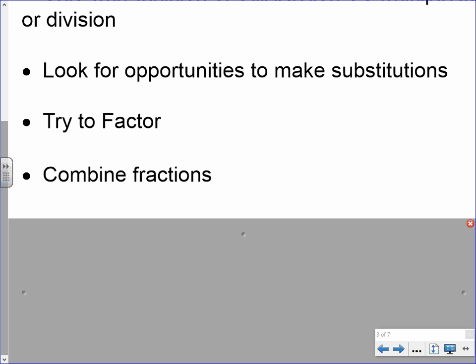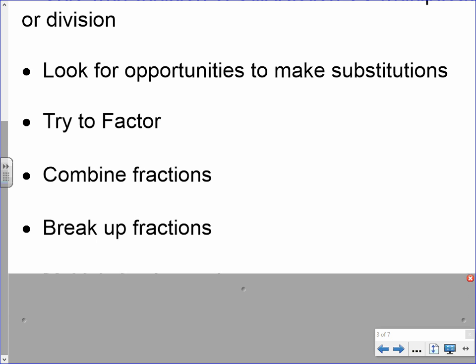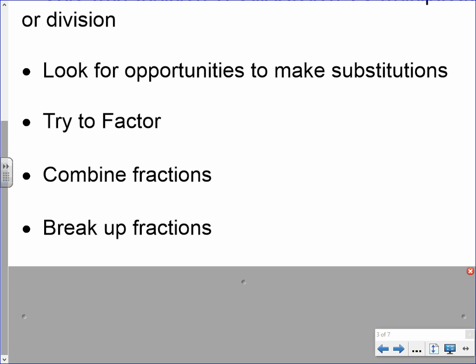Combine fractions. If there are two fractions added or subtracted, add them together using common denominators, okay? Break up fractions. We saw something in one of our examples on Friday, right? If we have 1 plus sine of x over cosine of x, we can break that up into two fractions that are being added together and then use some identities from there.